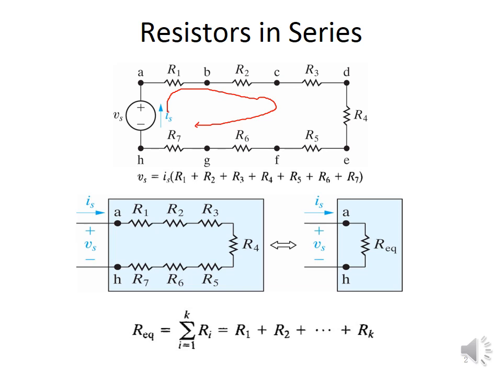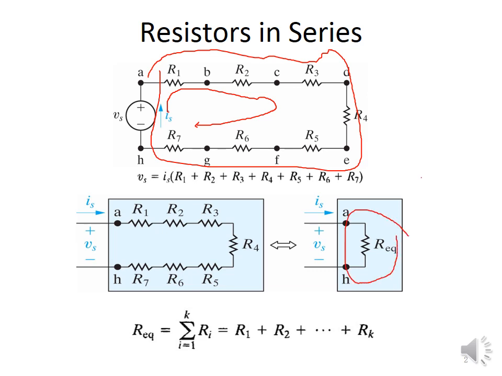Like how to find the equivalent resistor, how to replace all these resistors with one resistor known as R equivalent. By definition here, R equivalent should be the summation of all resistors. يعني R equivalent هي R1 plus R2 plus R3 plus R4 up to R7 in this example, where Vs equal Is multiplied by R equivalent or Is multiplied by sigma R.